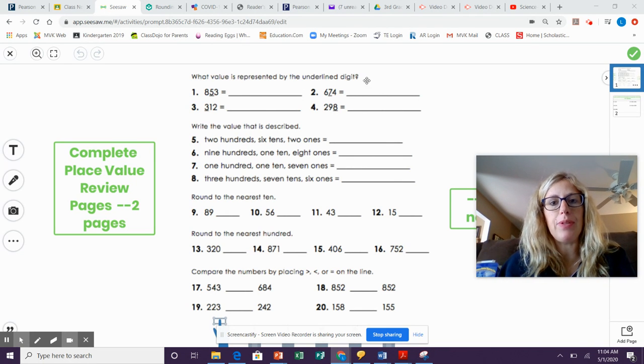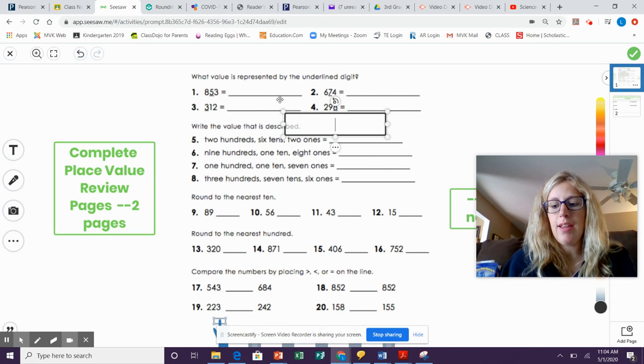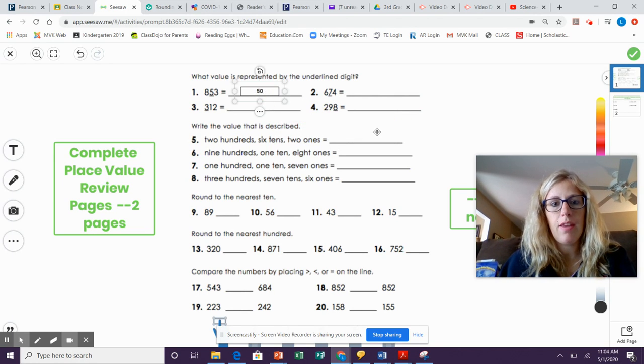So what value is represented by the underlined digit? Well, this 5 is in the tens place, so I would write that it is worth a value of 50. Put that over there, okay?